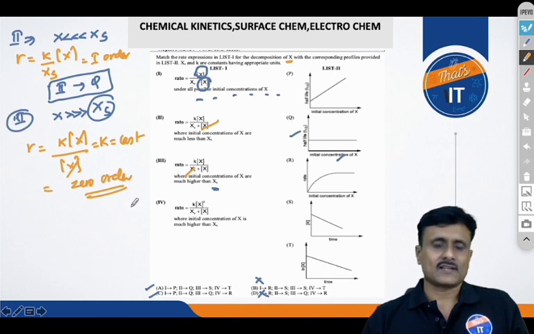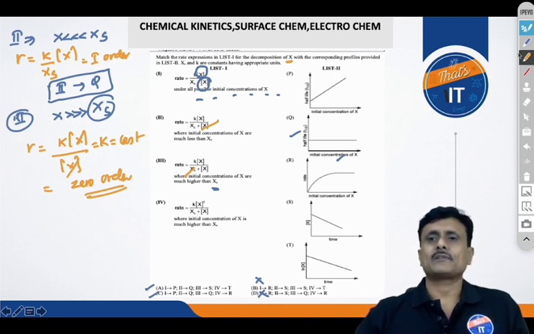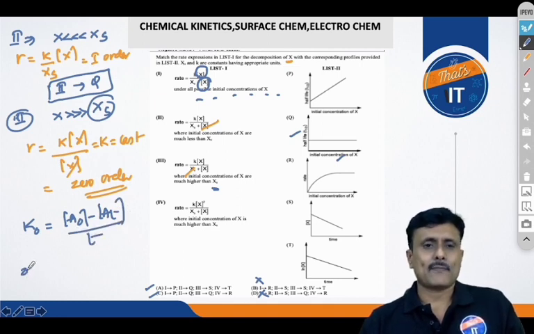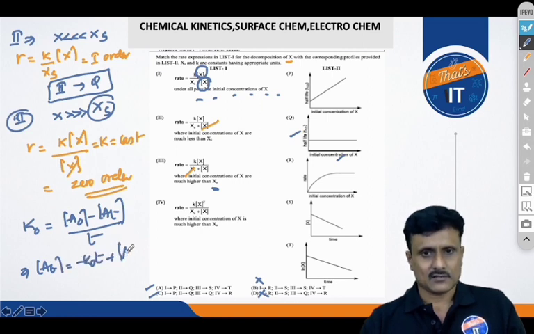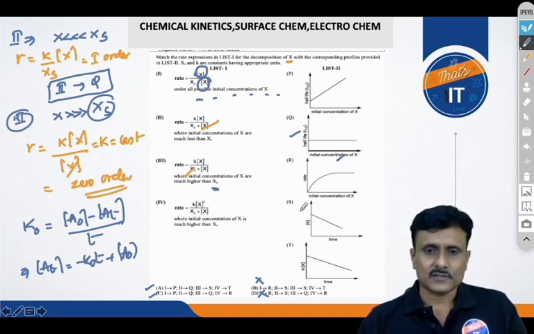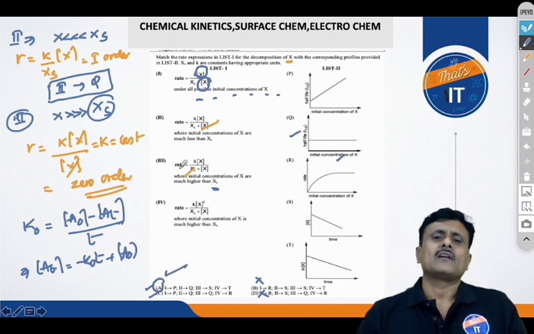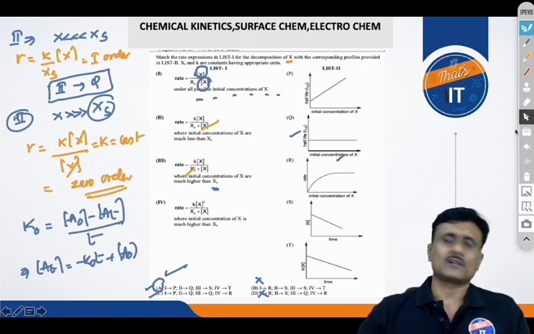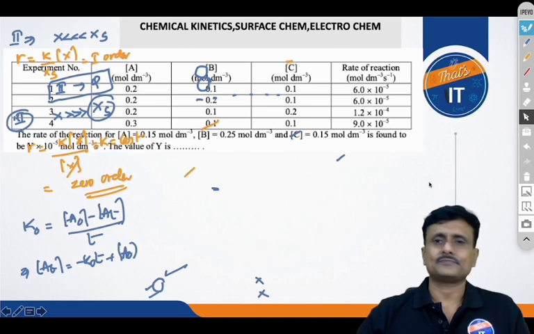So, if it is a zero order reaction, the rate constant is equal to A naught minus At upon t. So, you will get At equal to minus K naught into t plus A naught. So, concentration versus time is a straight line with a negative slope. So, you can see the third matching is S. So, the right option for this question should be A. Based on these two, I have solved this question. You can use the other parameters also if you want, but I do not think it is required.